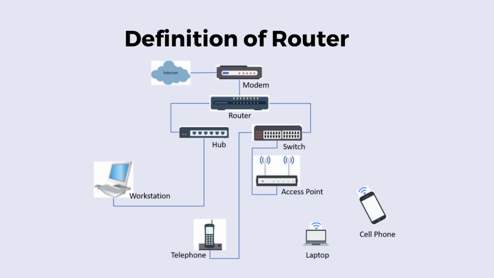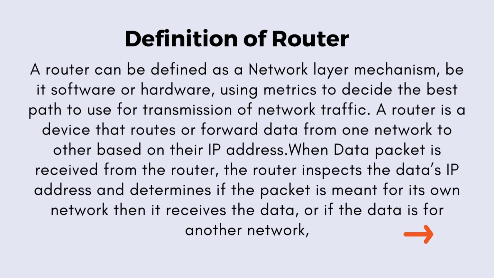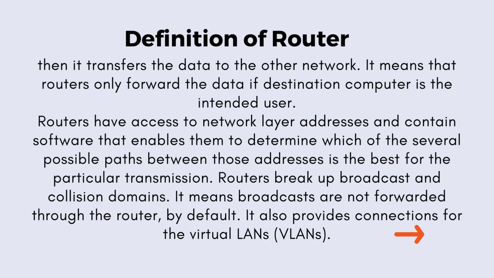Definition of router. A router can be defined as a network layer mechanism, be it software or hardware, using metrics to decide the best path to use for transmission of network traffic. A router is a device that routes or forwards data from one network to another based on their IP address. When a data packet is received, the router inspects the data's IP address and determines if the packet is meant for its own network. Then it receives the data, or if the data is for another network, then it transfers the data to the other network.